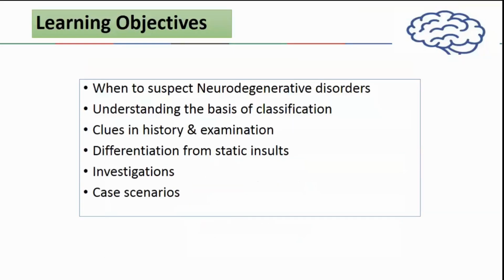So we will be discussing these disorders. The learning objectives are: when do you suspect a neurodegenerative disorder? Trying to classify them, though a perfect classification is not there. What are the clues in history and examination, and how to differentiate it from static insults, because a large number of patients are labeled, say, as cerebral palsy or HIE sequelae, and many of them would turn out to have a genetic cause also. The investigations, and again, we will be having a lot of case scenarios.